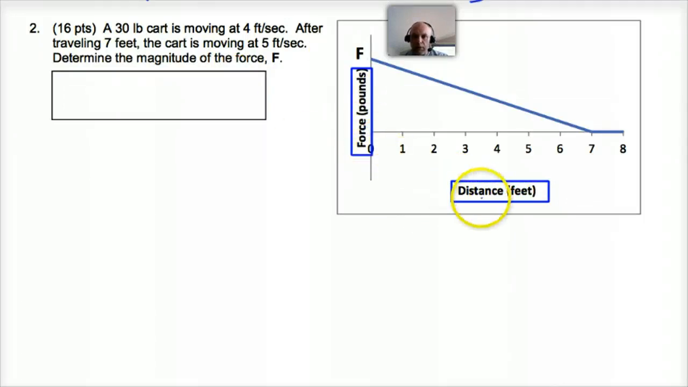Anytime we have a force distance graph, the area under the curve will give us the work done by that force over that distance. Okay, that's a key point. If we have a force time graph, that gives us impulse. We would use conservation of momentum principles. But here we have force distance, area gives us work.